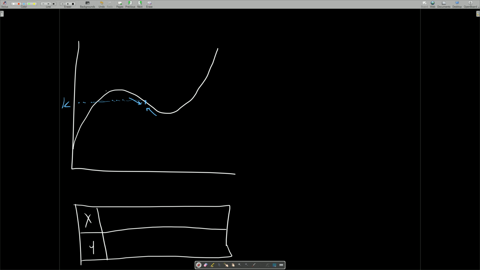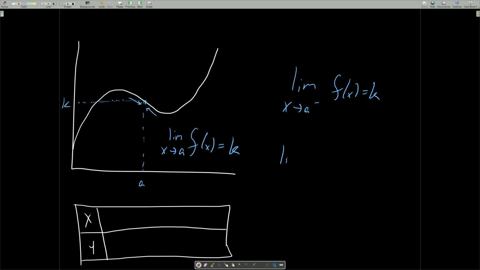So this could be considered, let's call it k. The limit as x approaches, let's say a, of the function f of x is equal to k. You can also write this with left-sided and right-sided notations.